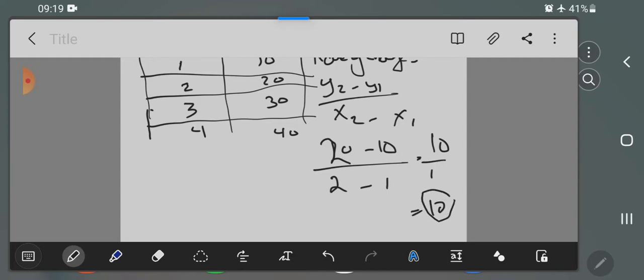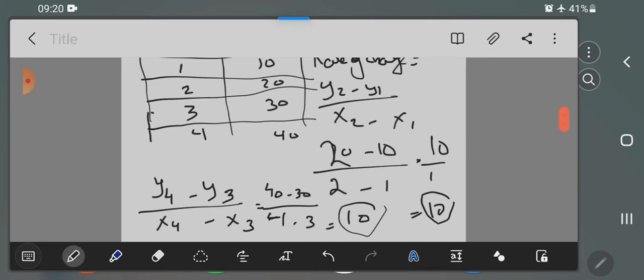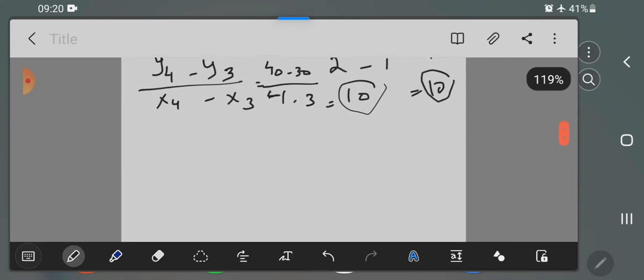Can we take y4 minus y3 over x4 minus x3? y4 is 40 minus 30 over 4 minus 3 equals the same answer. The rate of change here is the same answer. Both of them equal 10.